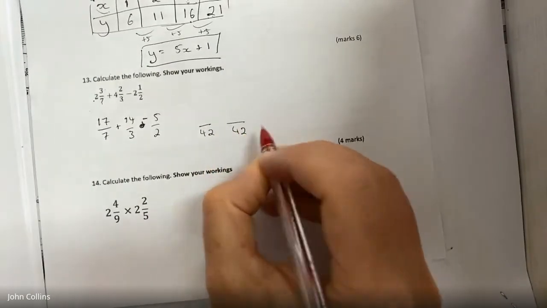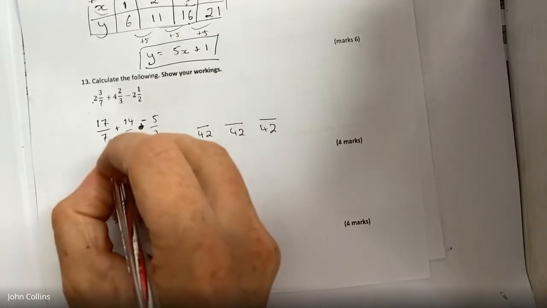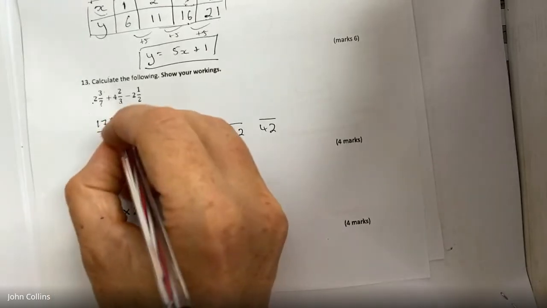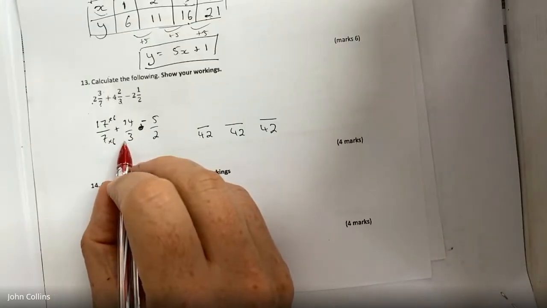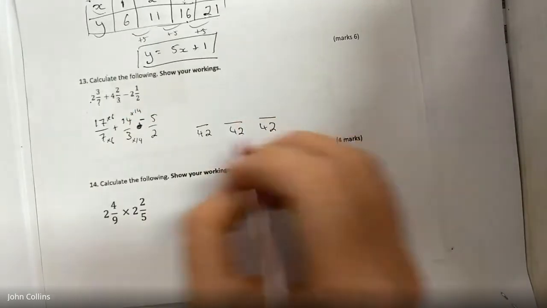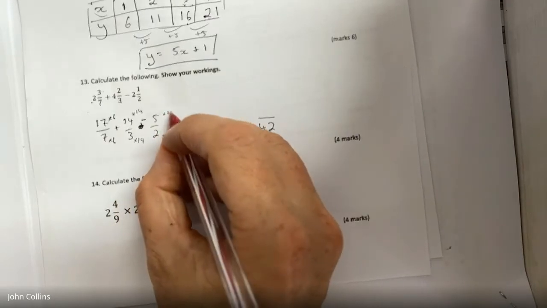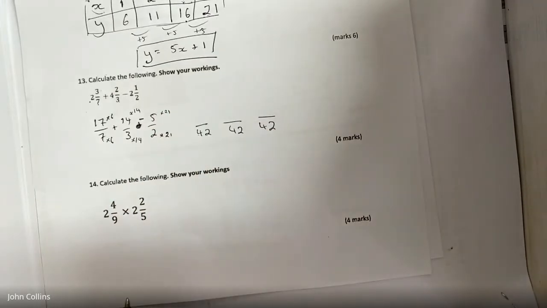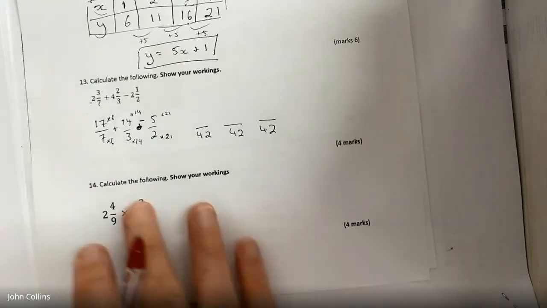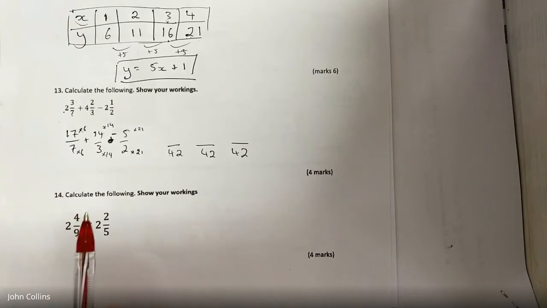They're all going to be over 42. This first one to get to 42, I think multiply by 6. The second one to get to 42? Yeah, 14. You can use your calculator to help with these little multiplications. 2 times 21, I think, is 42. Great. Excellent. 17 times 6.